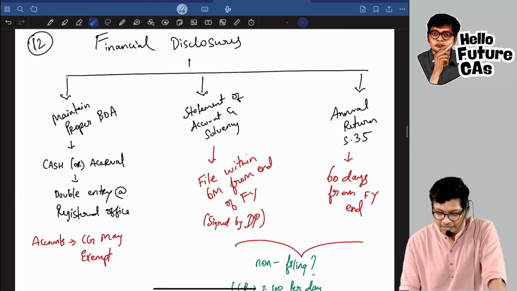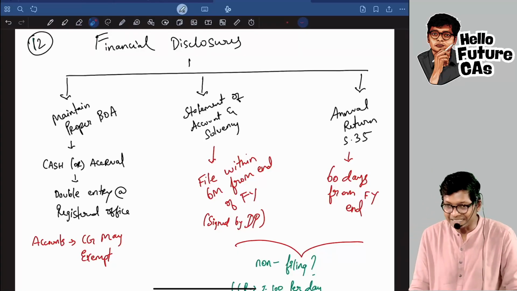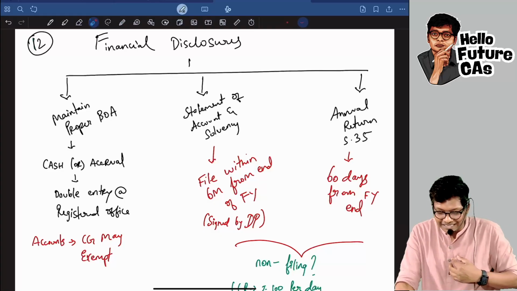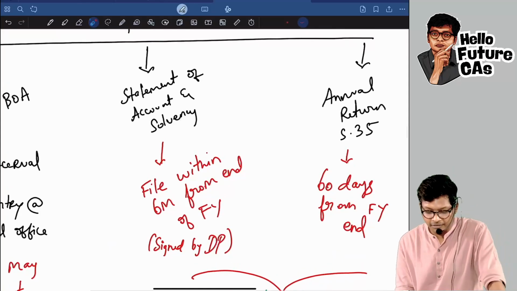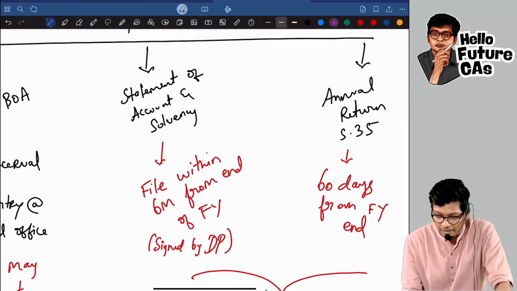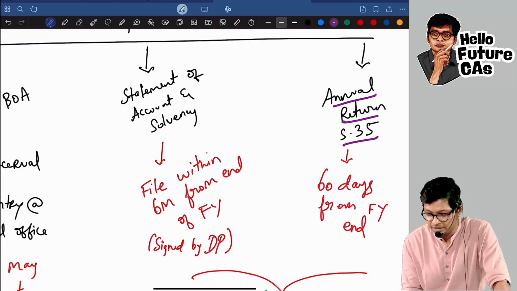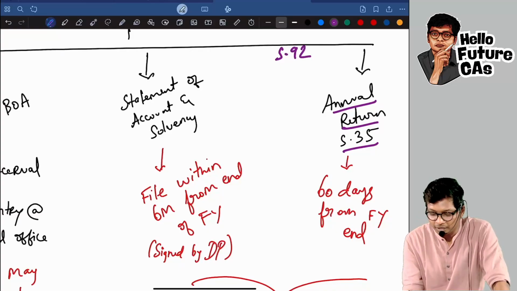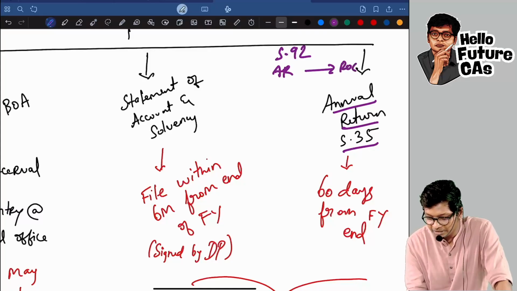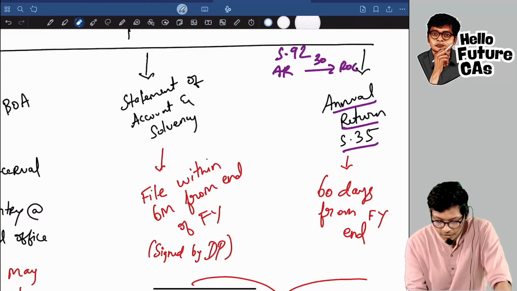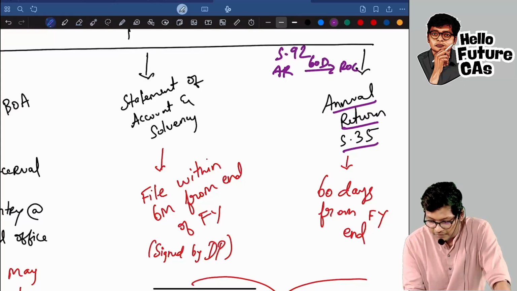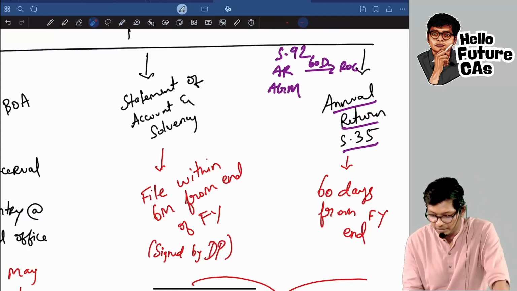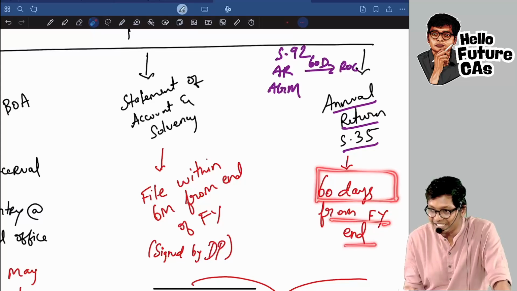Financial disclosures. In the Companies Act you follow section 92, filing of annual return, and section 137, filing of FS. Like that, LLP has 2 things to be filed. Let me do a comparative study. Here the annual return is section 35. In the Companies Act it is section 92, where the annual return has to be filed to the ROC within 60 days from the AGM. Here the annual return has to be filed within 60 days, but from the financial year end.